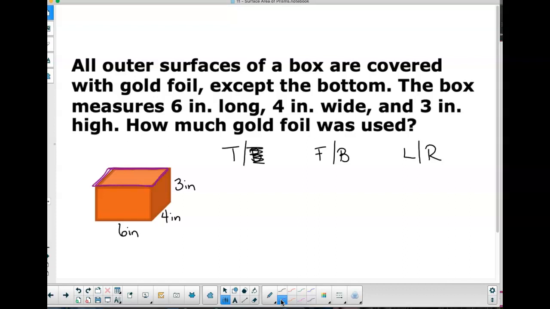Okay, the top of that box measures what by what? 6 times 4 is 24. Do I have to multiply that by 2? No, because we don't want the bottom. We only want the top. So we leave it at 24. Okay. Are we doing both the front and the back? Yes. Yep, that we are. So we need both of those.